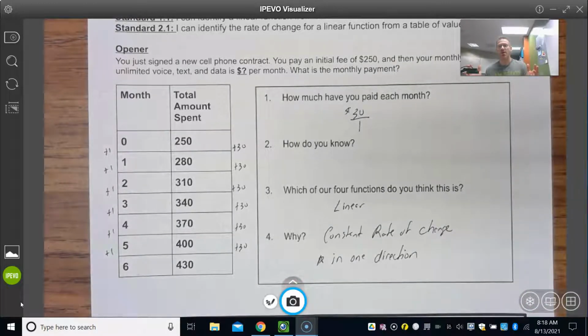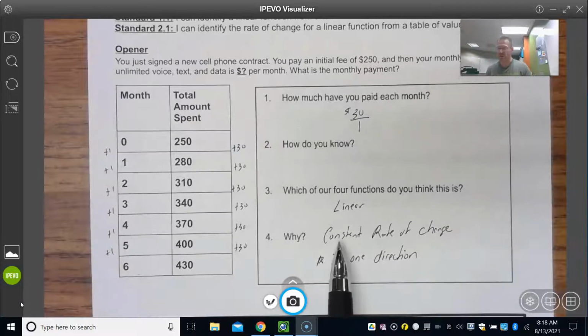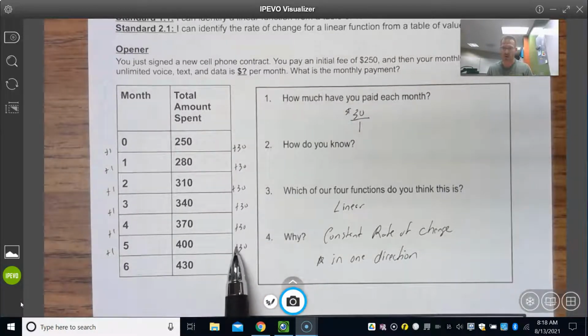It doesn't turn. Because we saw in some of our earlier work, the absolute value graph has a constant rate of change, but then it also changes direction. So we have a constant rate up and then a constant rate down, or vice versa, a constant rate down and then a constant rate up. So we have this constant rate of change in one direction. It keeps going up by 30.